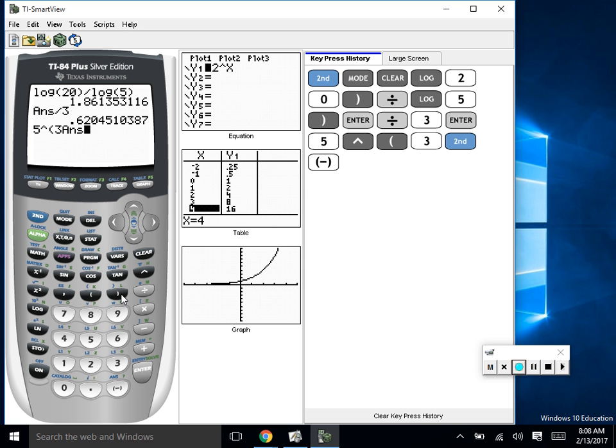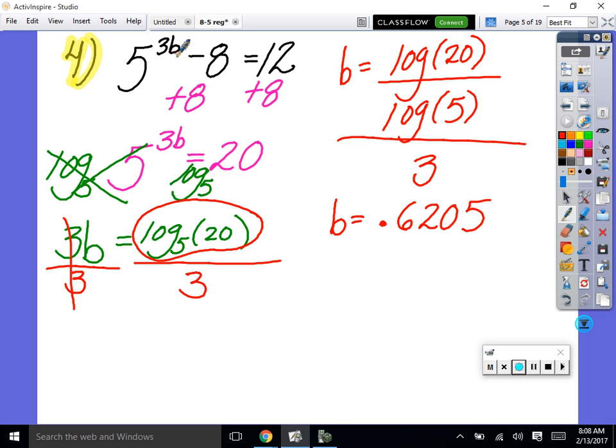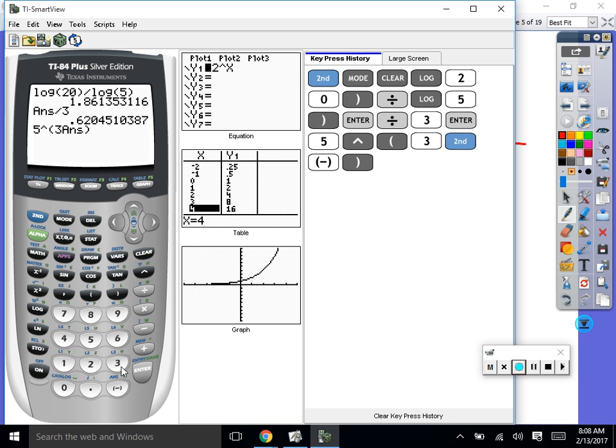Now I have to close my parentheses because notice in the equation it was 3 times b, then minus 8 is not in the exponent. So I close my parentheses and I'm going to go minus 8. I'm going to hit enter. If it doesn't come out 12, my answer's wrong or I checked it wrong. 12. So we know we've got it right. You can hand in your test knowing you got 100%. Does that make sense, everybody?